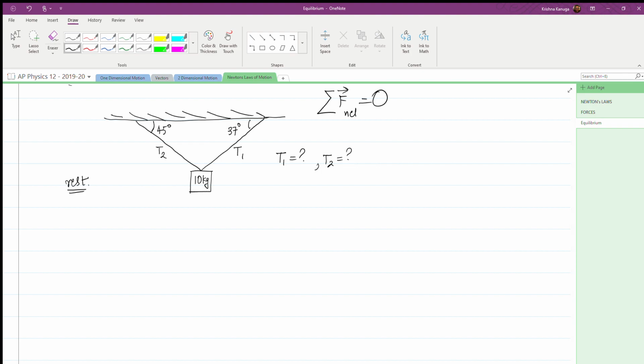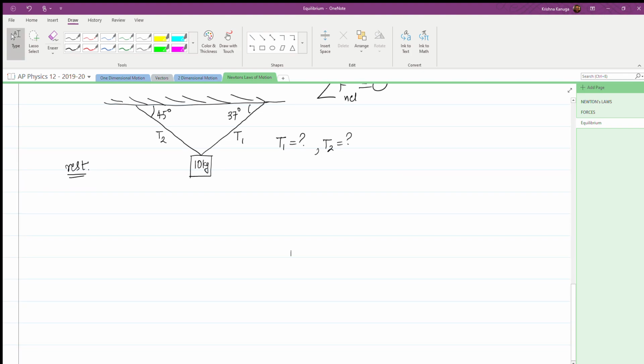So the first thing we'll do is draw our free body diagram. Again, what I suggest you do is pause the video, draw a circle, and then draw forces that you think are exerted on this block. Once we do that, you can come back and we'll continue.